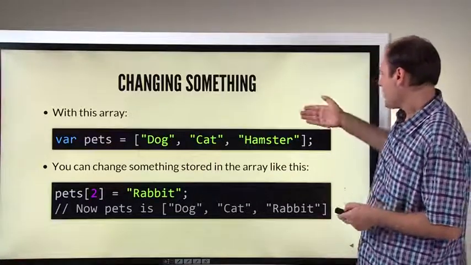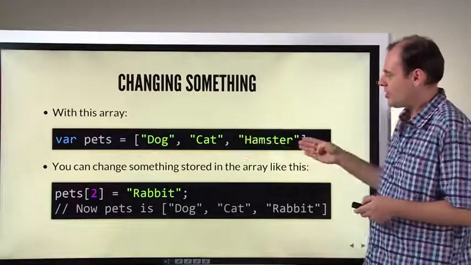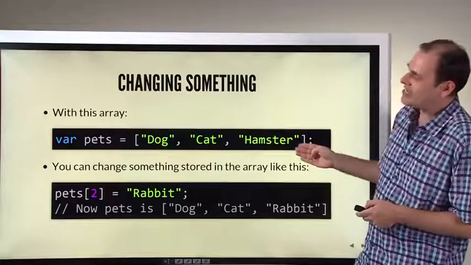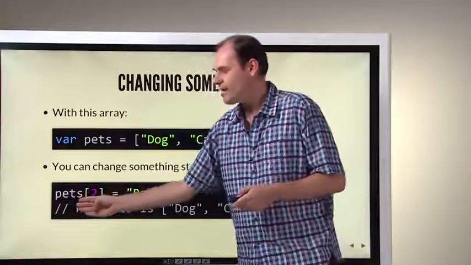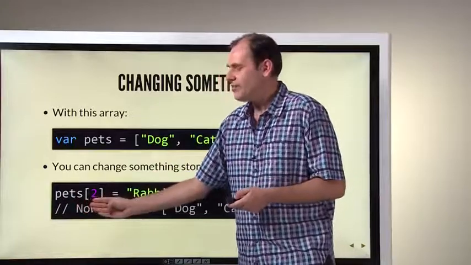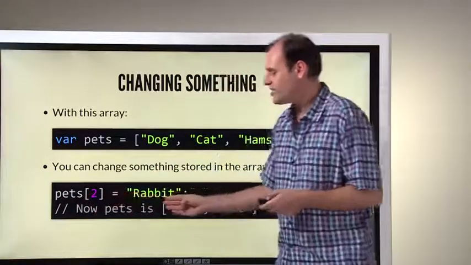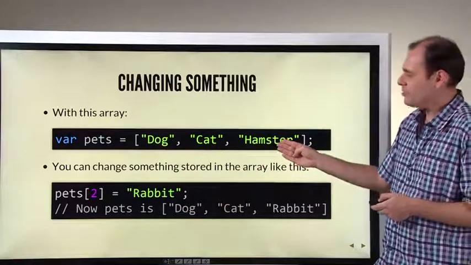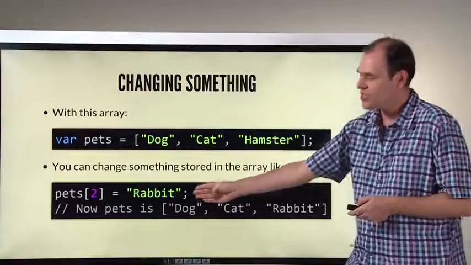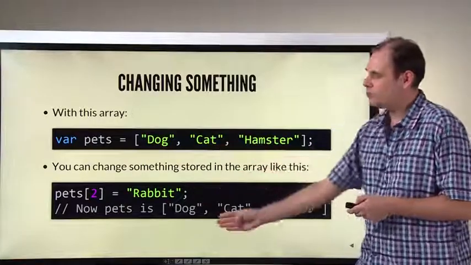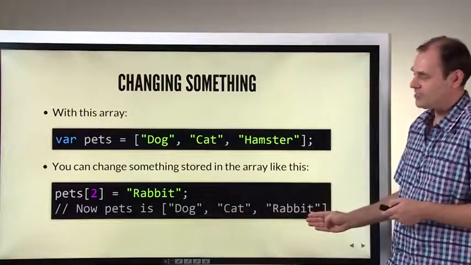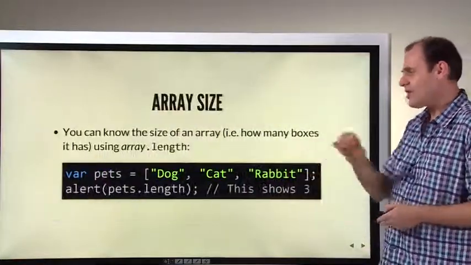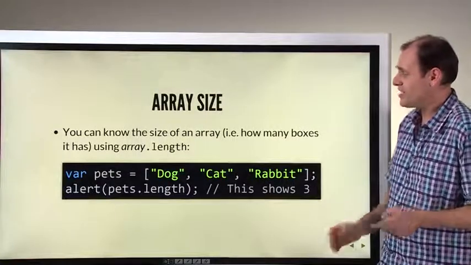Okay, so let's try that. Let's change it. Start with our array like this, and let's change it. So we say go to that array called pets, find item 2, and then change it to rabbit. Okay, 0, 1, 2, that is now going to become rabbit because we just changed it. So now the whole result will be dog, cat, rabbit. Okay, so we can extract things, we can change things very, very easily.